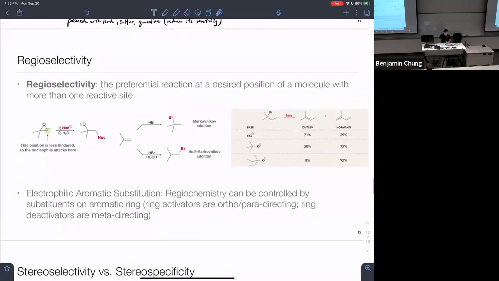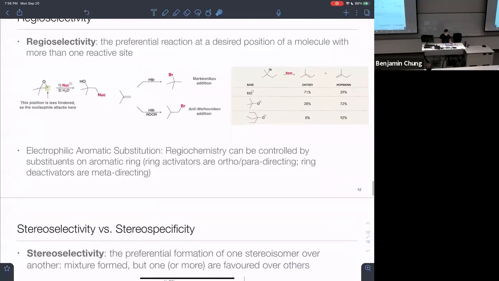You've also learned electrophilic aromatic substitution, right? Yes, no, like para-directing, meta-directing. Yeah, so with certain directing groups on your aryl ring, you can have different products being selectively formed. So that is also another example of regioselectivity.